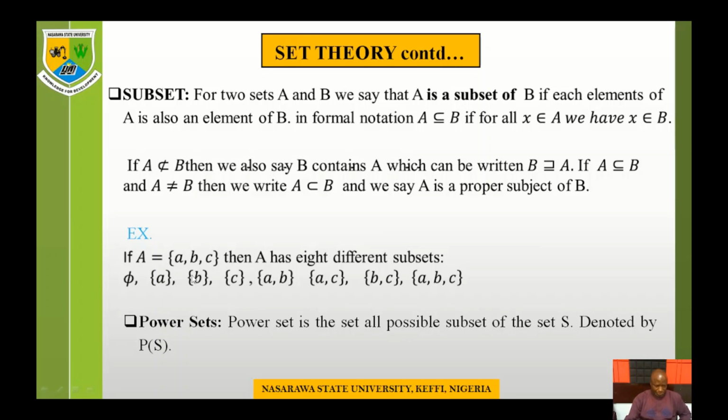For example, if A is equal to {A, B, C}, then A has 8 different subsets. We have the empty set, we have set A, we have set B, we have set C, then we have A and B, we have A and C, you have B and C, then we have A, B, C.